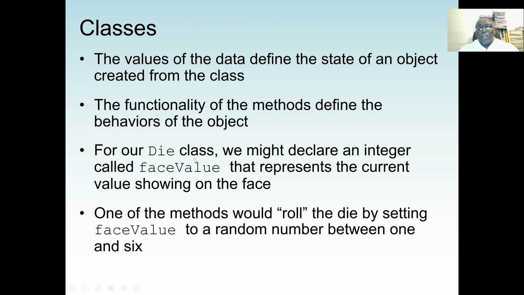So for our die class, we might declare an integer called face value. So this face value can be a value between 1 to 6. That will represent the current value showing on the face when we roll the die. One of the methods will roll the die by setting the new face value. So anytime we roll a die, a new face value will show up. And here, since it will be random, in real life, when we roll a die, randomly a number between 1 to 6 will come up. So we can use a random class or write a method that will randomly generate one number between 1 to 6 anytime we roll the die.